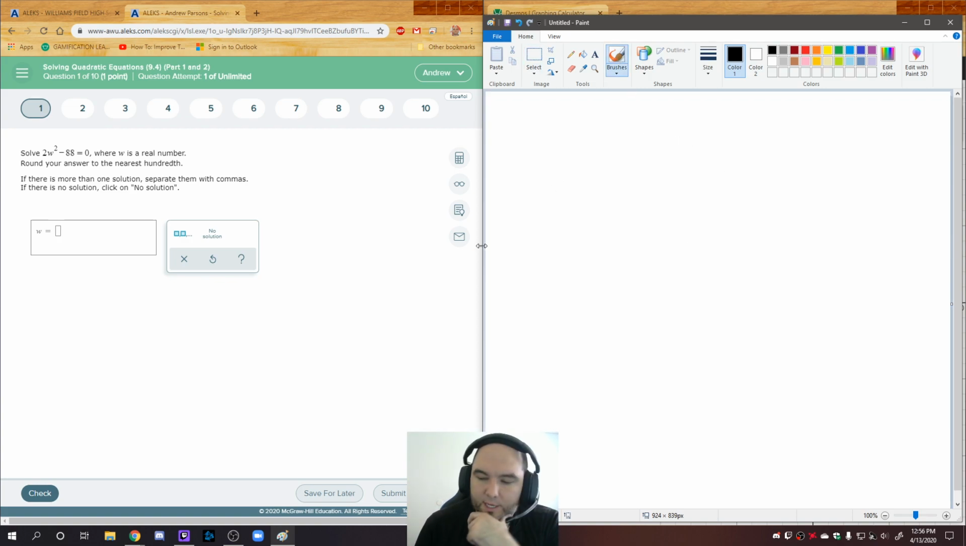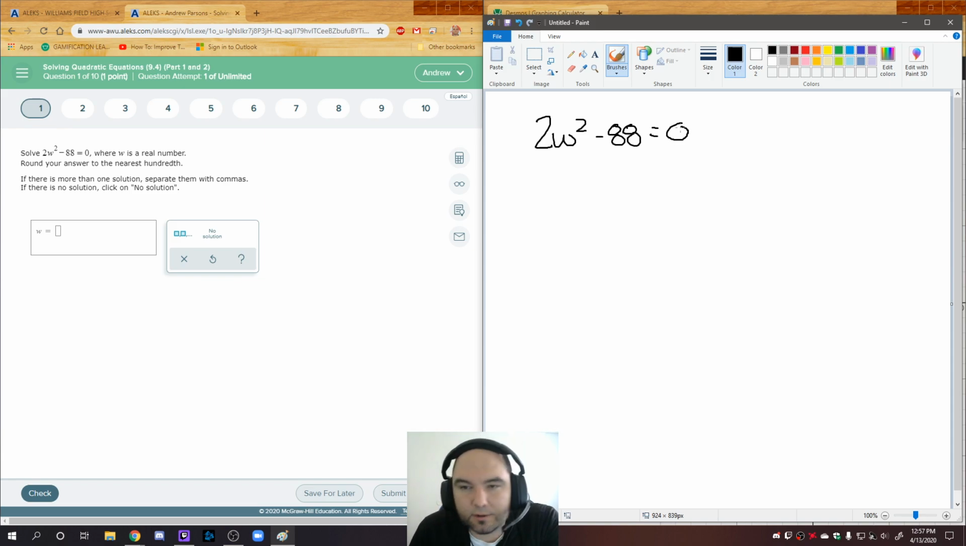But now we're looking at equations that have a little bit more. What you're going to see very frequently on these types of problems is it always equals 0. It doesn't have to equal 0. You could have numbers all over the place. You just very frequently get 0 for whatever reason. So it says find w, where w is a real number. Round your answer to the nearest hundredth.